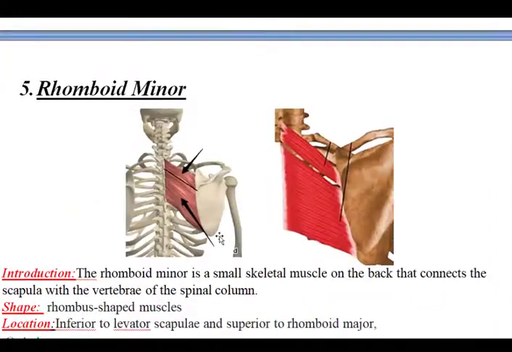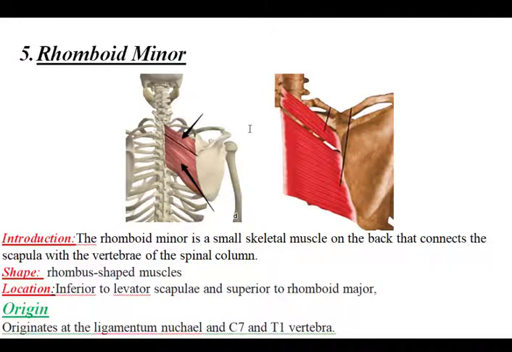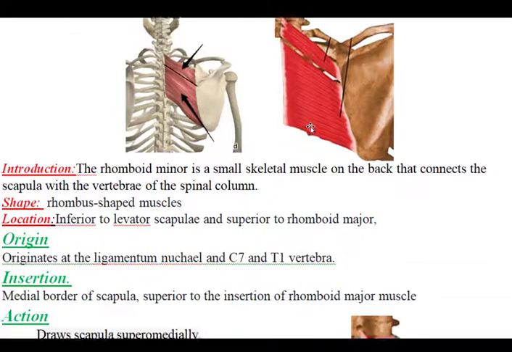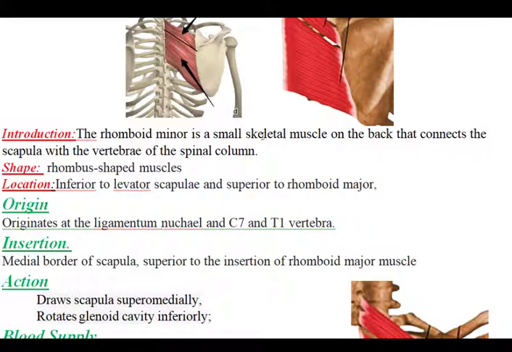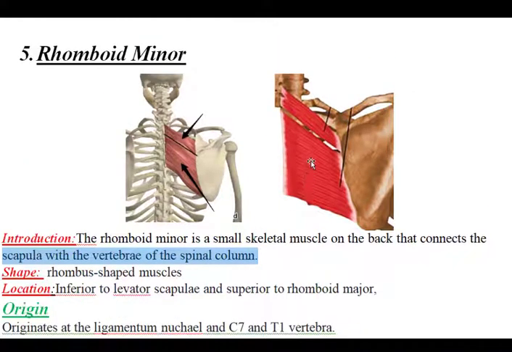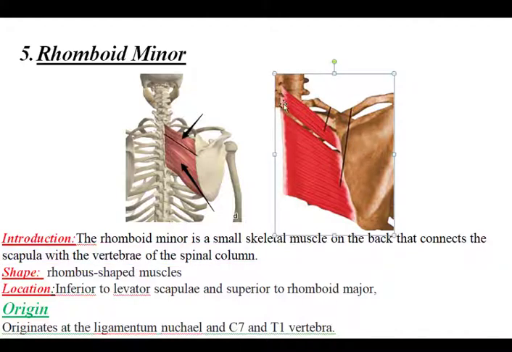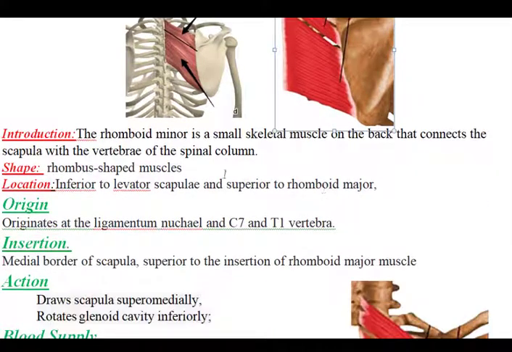Now the next muscle is the rhomboid minor muscle. Major means big and minor means small. So above the rhomboid major muscle, here is a small muscle in this shape. This is called rhomboid minor muscle. The rhomboid minor is a small skeletal muscle on the back that connects the scapula with the vertebrae of the spinal column. This is your scapula and this is your vertebral column. So rhomboid minor muscle as well as rhomboid major muscle do this function.